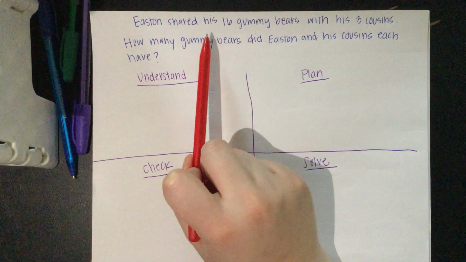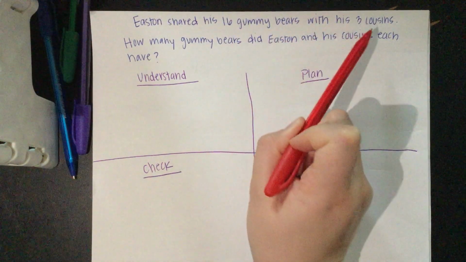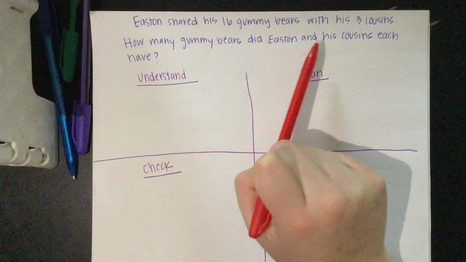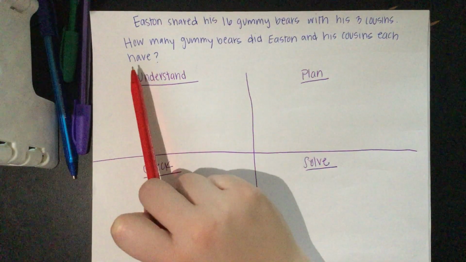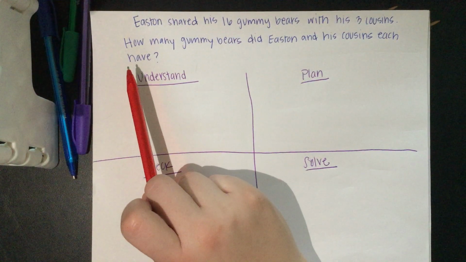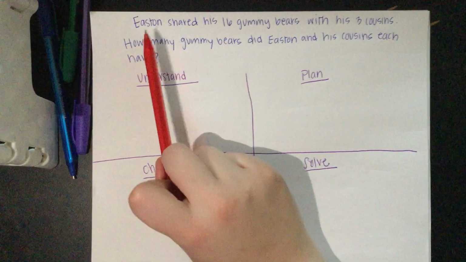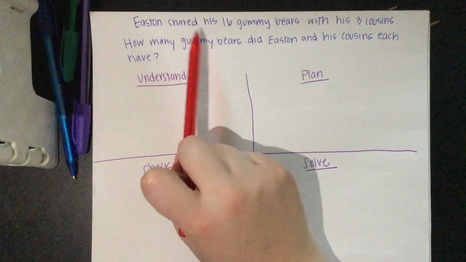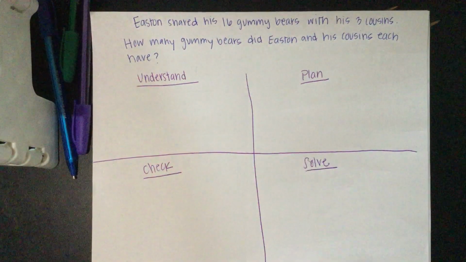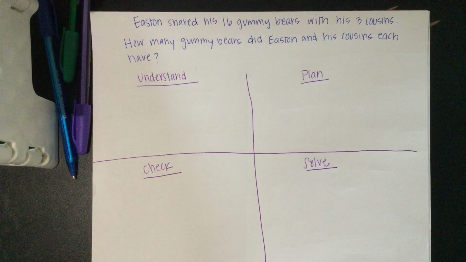Easton shared his gummy bears with his cousins. How many gummy bears did Easton and his cousins each have? Okay, let me read it one more time without the numbers, all right? Easton shared his gummy bears with his cousins. How many gummy bears did Easton and his cousins each have?